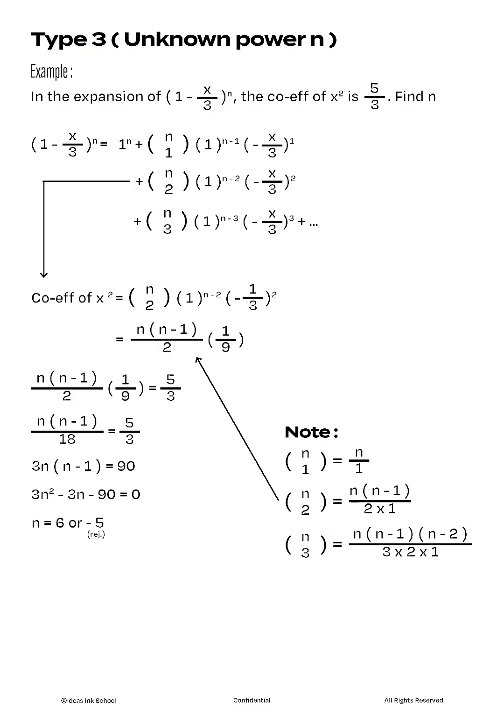All right, so we're going to start by giving you a very simple example. Can you look at the example on the page, please? The example says that in the expansion of 1 minus x over 3, to the power of n, given that the coefficient of x squared is 5 over 3, can you find n?